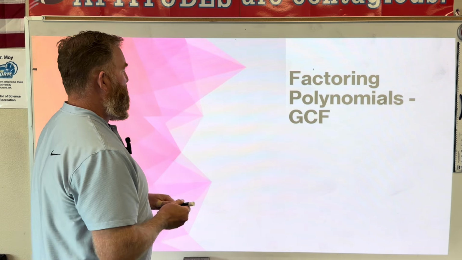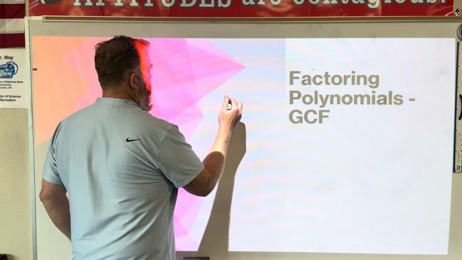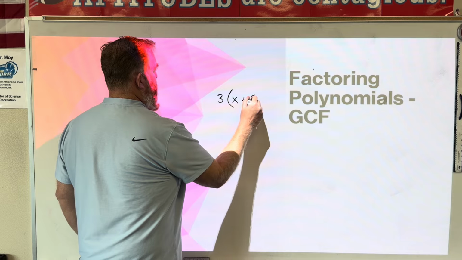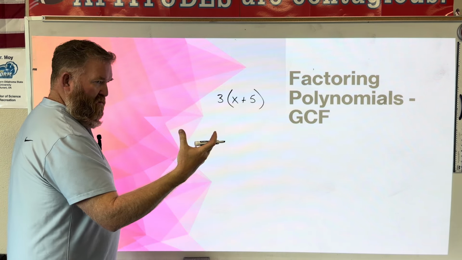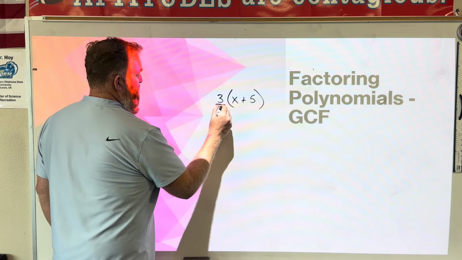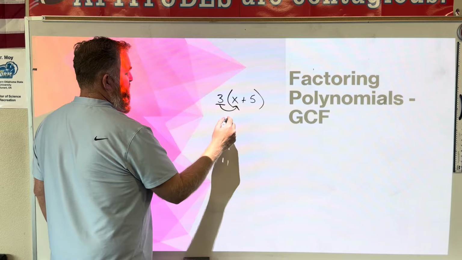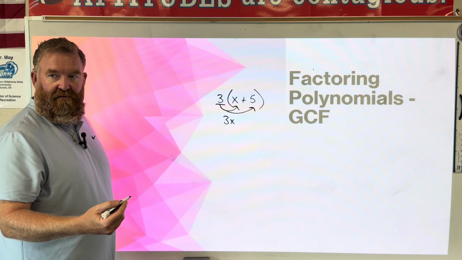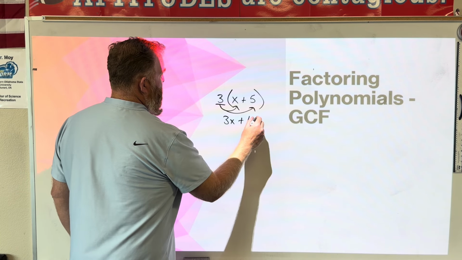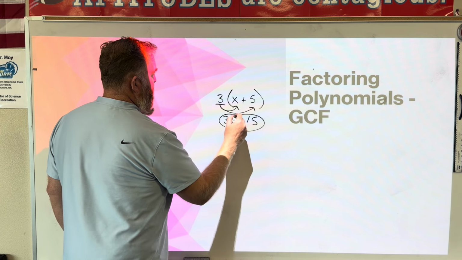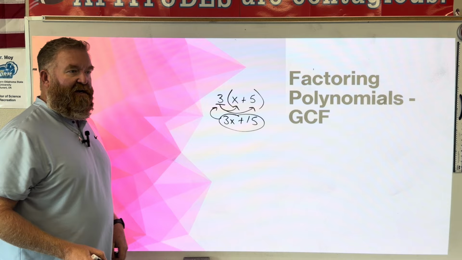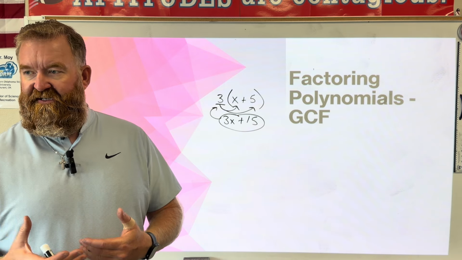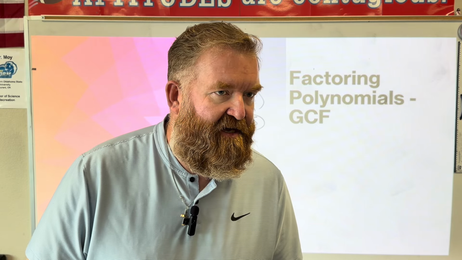So, let me ask you this. How do you solve this? What is 3 times x plus 5? What would I do? I would distribute. I would take the 3 and multiply 3 times x and I would get 3x, right? And then I would multiply 3 times 5 and get 15, correct? What we're going to be doing today is I'm going to start with this, and this would actually be my answer. So we're undoing what we're trying to figure out. Does everybody understand that? Kind of, sort of.